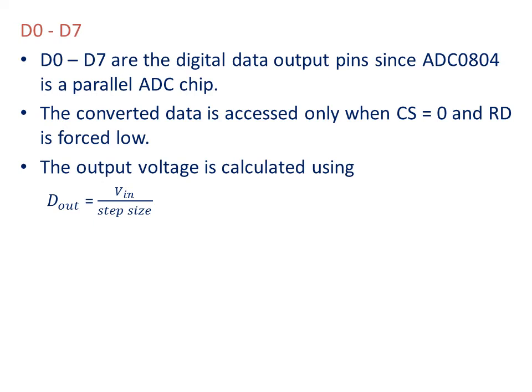The next pins are D0 to D7. D0 to D7 are the digital data output pins, since ADC 0804 is a parallel ADC chip. These are tri-state buffered and the converted data is accessed only when CS, that is chip select, is equal to 0 and RD, that is read pin, is forced low. To calculate the output voltage, we can use the following formula: D out is equal to Vin divided by step size, where D out is the digital data output represented in decimal, and Vin is the analog input voltage.